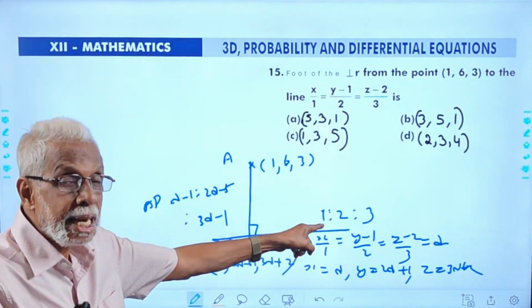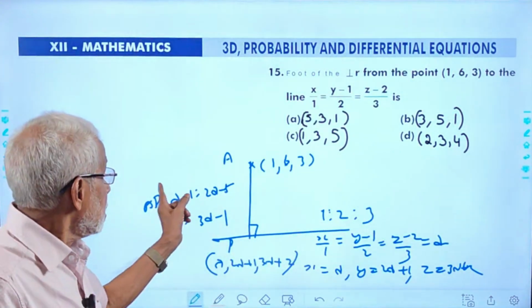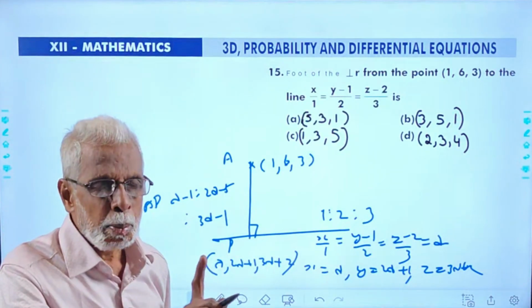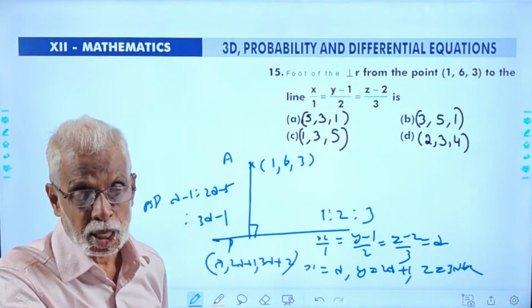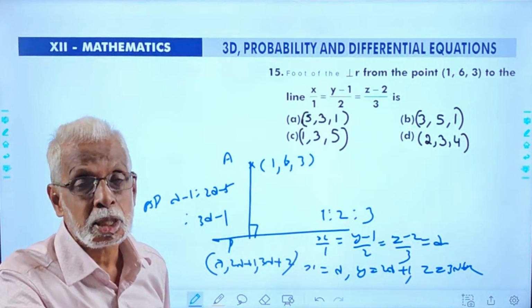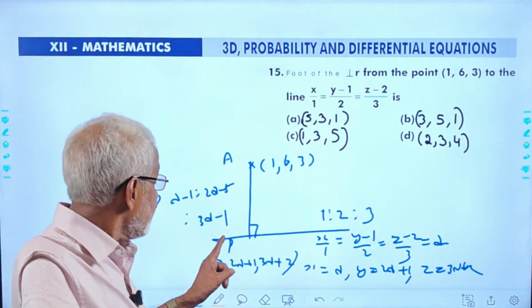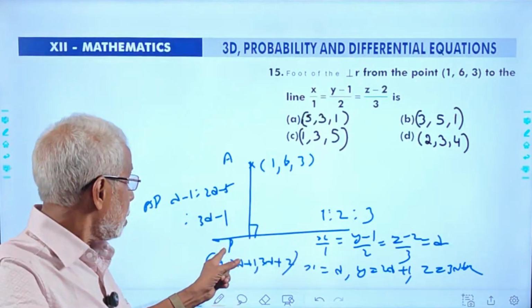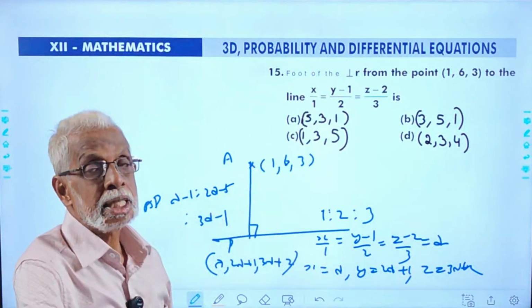Direction ratios of the given line is 1, 2, 3. The condition for perpendicular to two lines is the sum of the product of the direction ratios is 0, that is a1 a2 plus b1 b2 plus c1 c2 is 0. Applying it, we get the value of lambda as 1. Therefore, the foot of the perpendicular is C choice, (1, 3, 5).